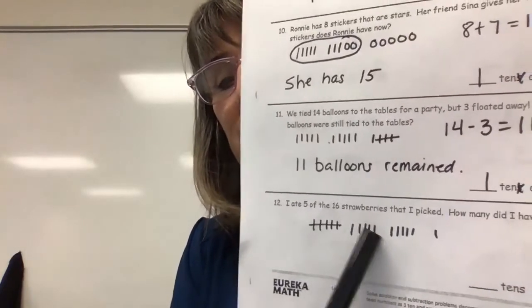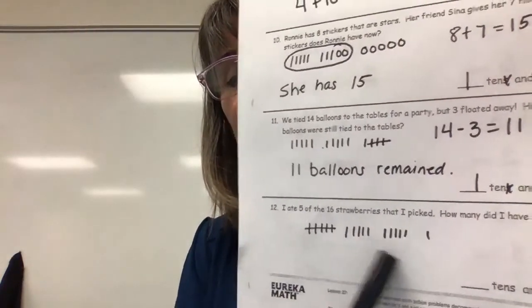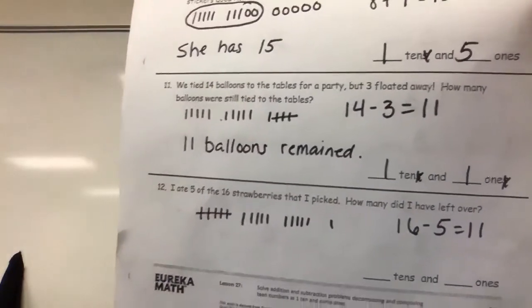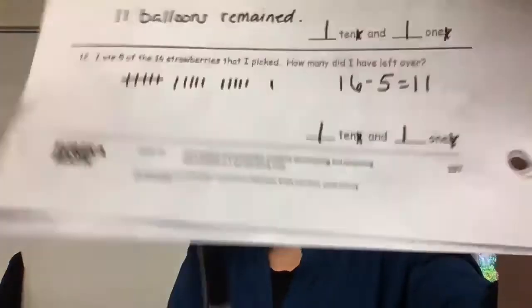How many are left? I can still see 1 group of 10 and 1 more. So my answer is, did you write it? What's your equation? Check and see if you got what I got. 16 minus 5 equals 11. And 11 is the same as 1 ten and 1 more. Don't forget to cross off your S's, like Mrs. Fairborn always forgets. So we have 1 ten and 1 more.